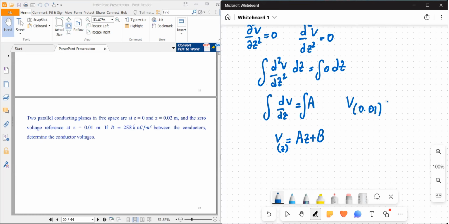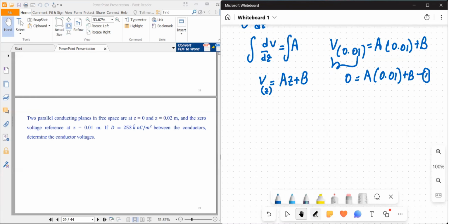Now potential at 0.01 meters is equal to A times z, now 0.01 meters, plus B. So here this is the zero voltage reference, so 0 equals A times 0.01 plus B. So this is the one equation we obtained using the boundary conditions.